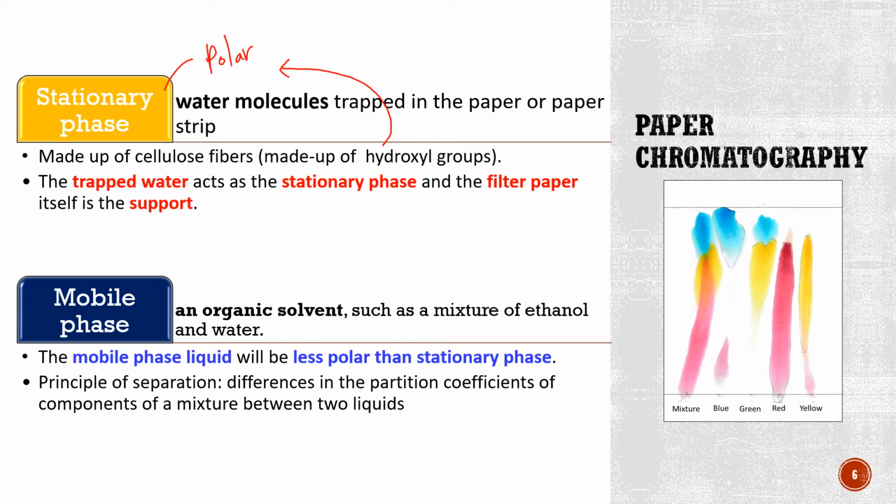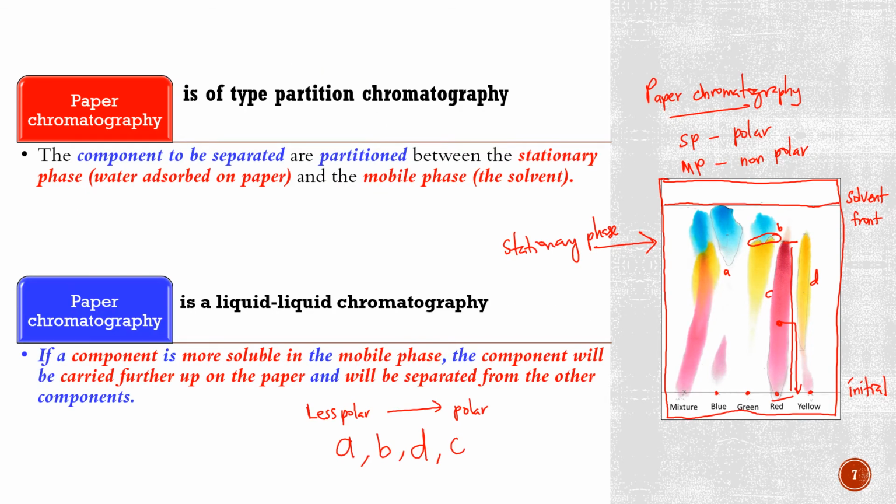The mobile phase liquid will be less polar than the stationary phase. Since your stationary phase is already polar, your mobile phase should be less polar or non-polar than the stationary phase. So the principle of separation is the difference in the partition coefficient of the components of a mixture between two liquids. Paper chromatography is a type of partition chromatography. Paper chromatography is also liquid chromatography, as I said just now.